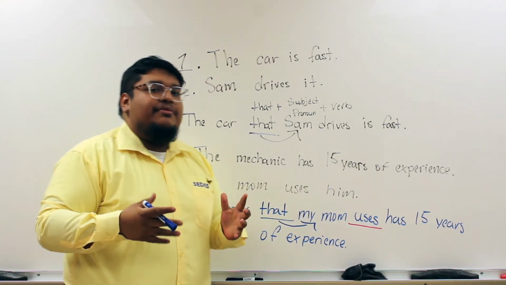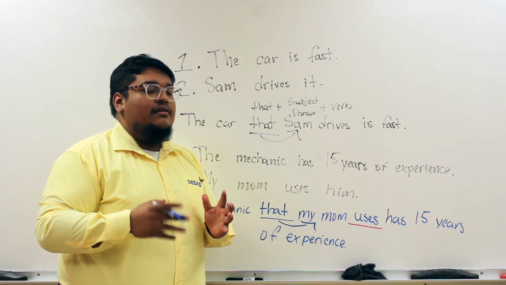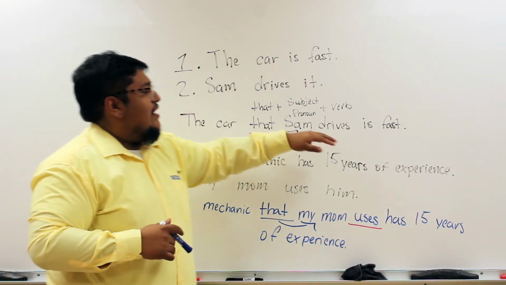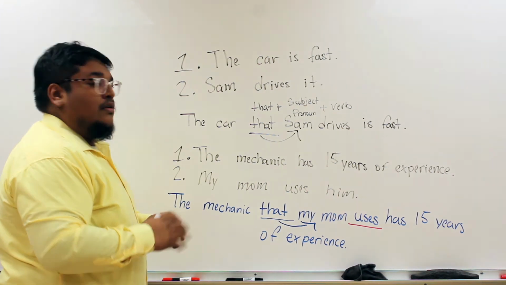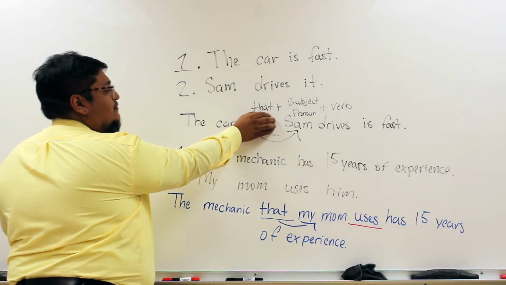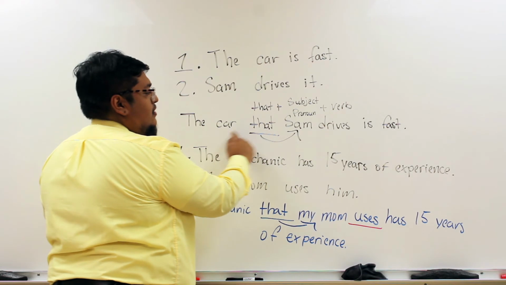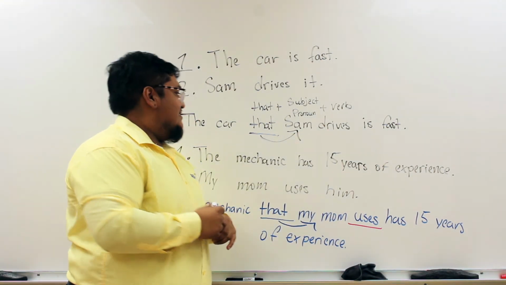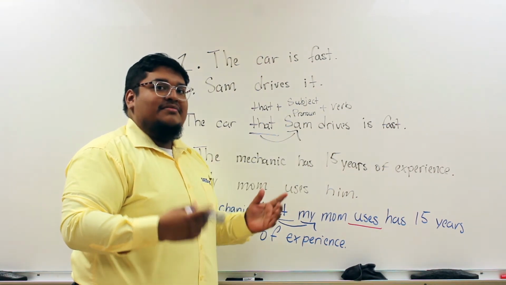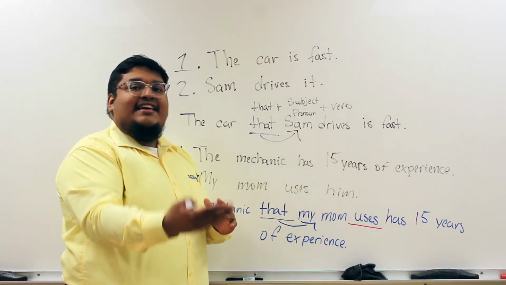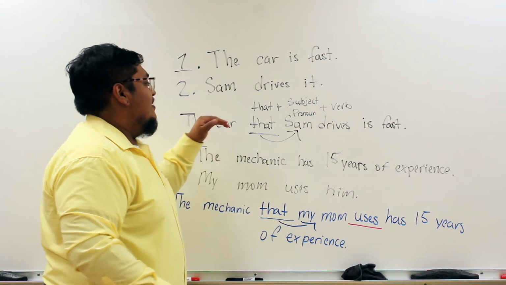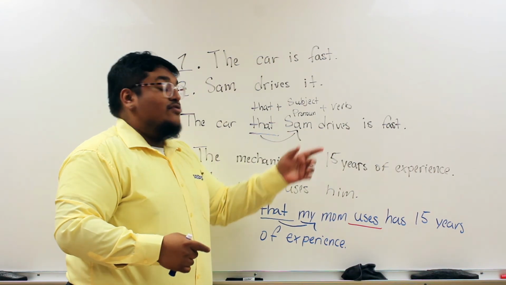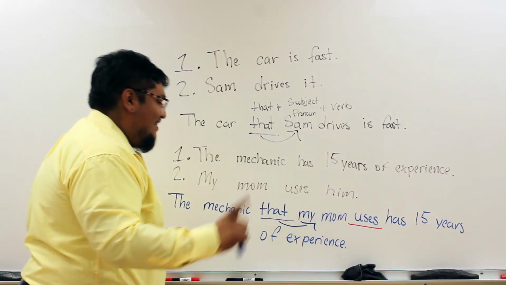What's a good way to remember if you're using the word correctly? Well, let's look at our first example. The car that Sam drives is fast. What about if we take away the word that? The car Sam drives is fast. Does it sound correct? Does it sound fluent? Yes. The car Sam drives is fast. Perfect. The same sentence. The car that Sam drives is fast. Okay. The car Sam drives is fast. Same meaning.